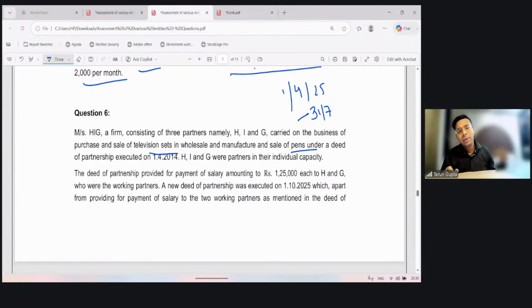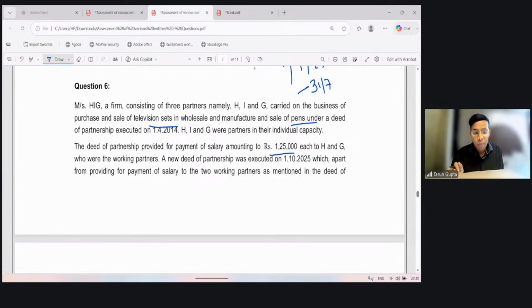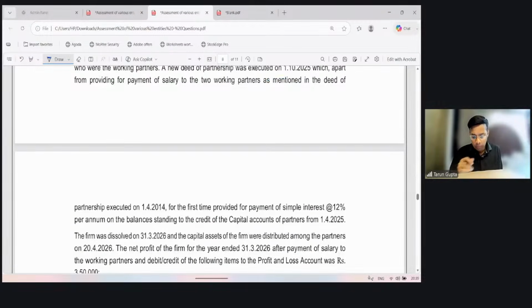So there's a deed since 1 April 2014, and that deed provides for payment of salary of 1,25,000 each to H and G, and both H and G are working partners. A new deed of partnership was executed on 1st October 2025, which, apart from providing for payment of salary to the two working partners, for the first time provides for payment of simple interest at 12% per annum on the balances standing to the credit of the capital account of the partner.